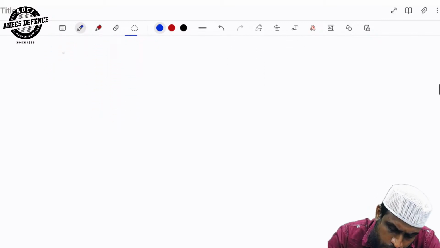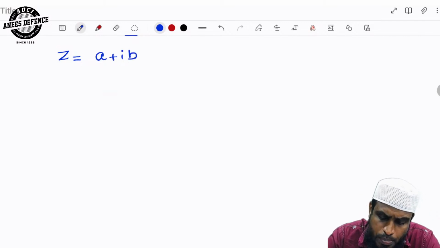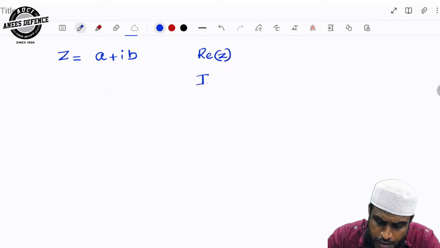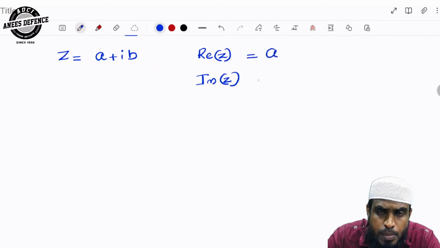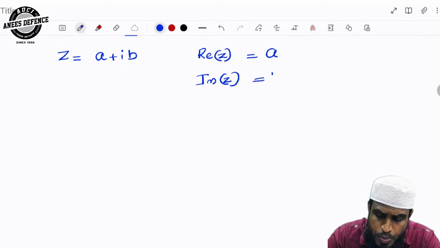Normally, a complex number is represented as z is equal to a plus iota into b. So for a complex number, there are two parts. One is the real part of the complex number and the other is the imaginary part of the complex number. Real part is represented as a, and imaginary part means the coefficient of iota, that is b.